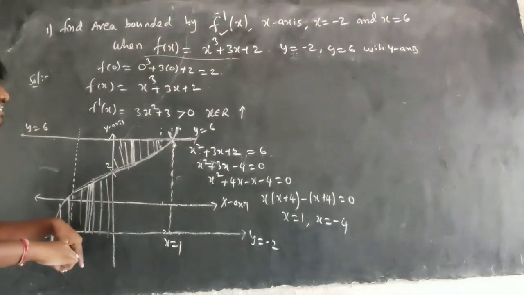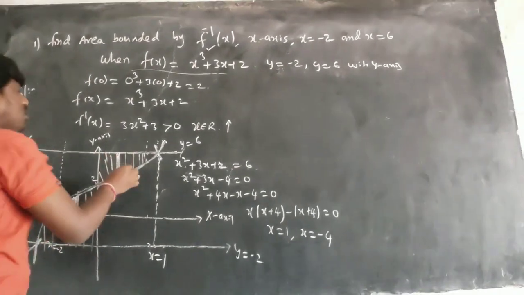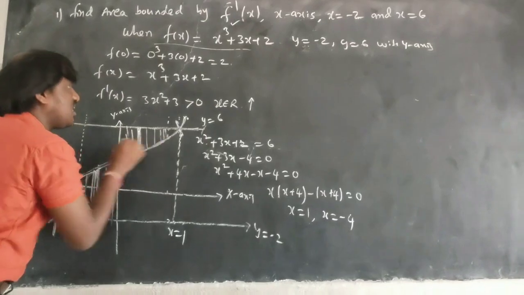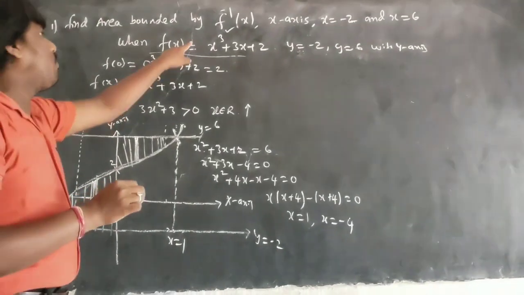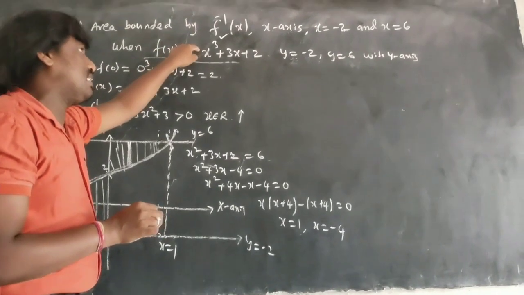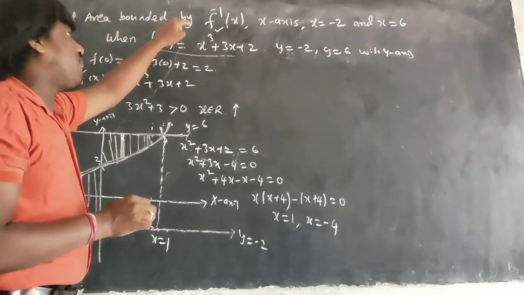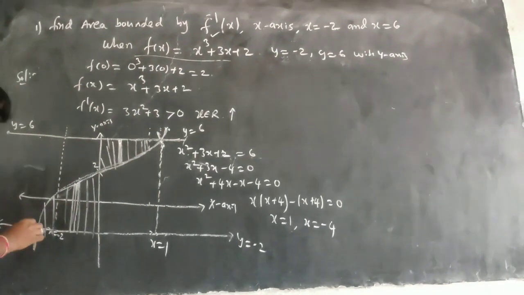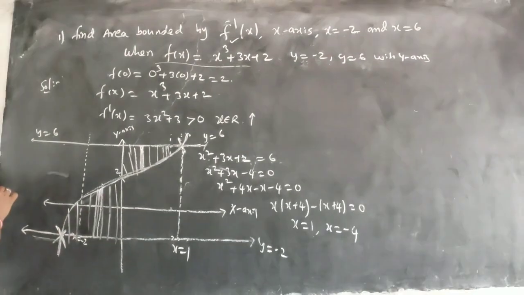So to get that area, I cannot use dy. Why can't I use dy? If I use dy, I have to make x the subject, which becomes problematic. So I have to make y the subject only. To make that simple, what I am doing here is finding the intersecting points.